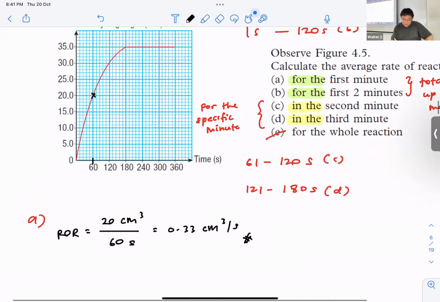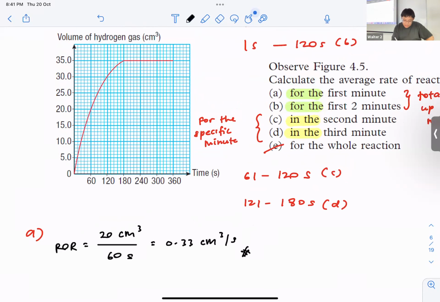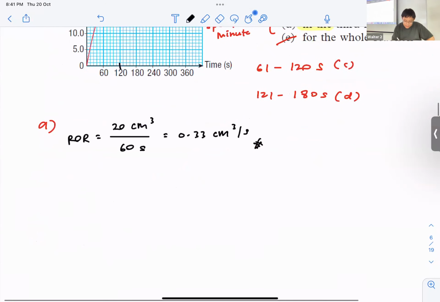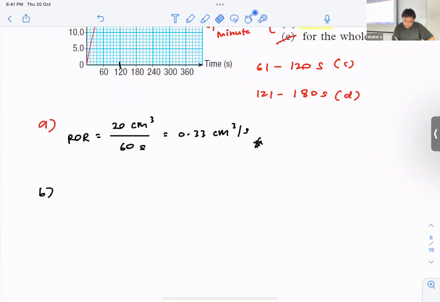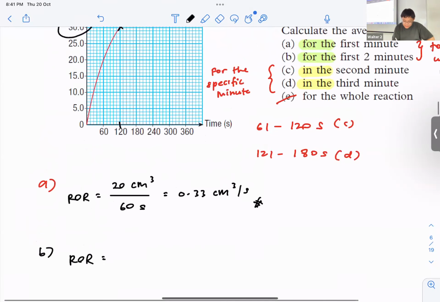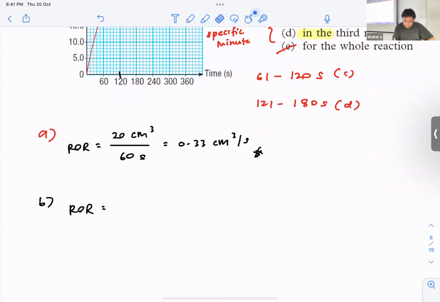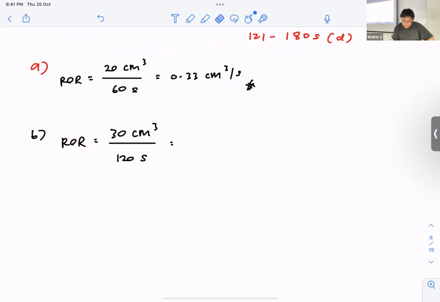So for the first 2 minutes, it will be 120 seconds and 30 cm3. So for B, rate of reaction is equivalent to 30 cm3 divided by 120 seconds. That gives you 0.25 cm3 per second.